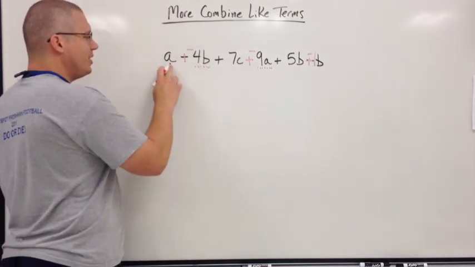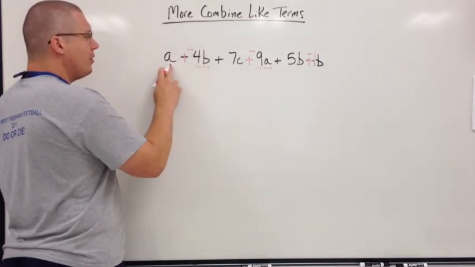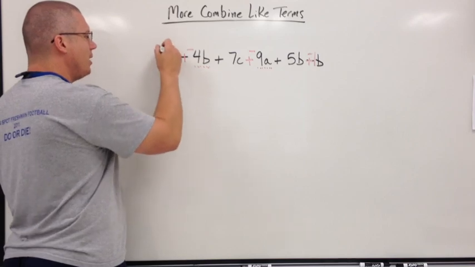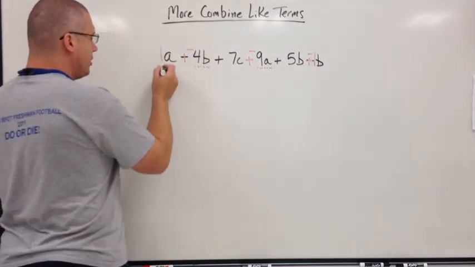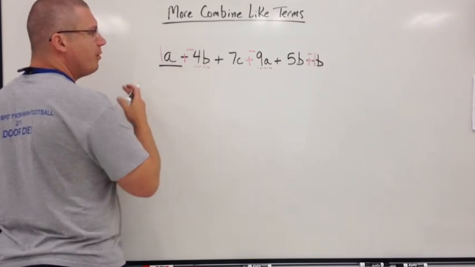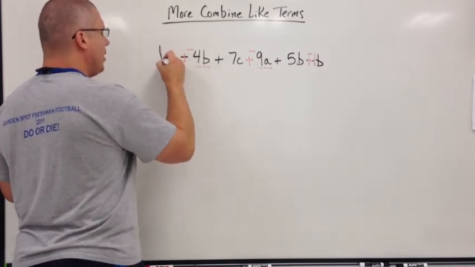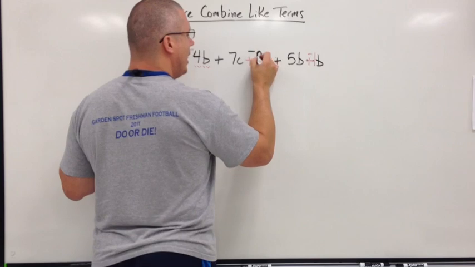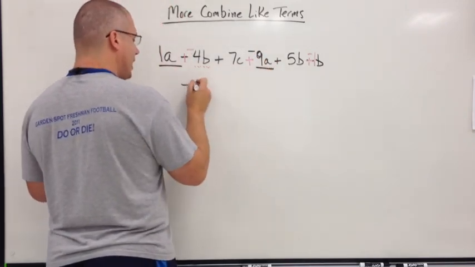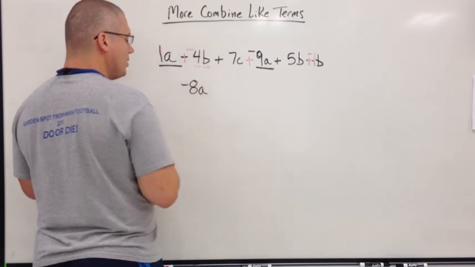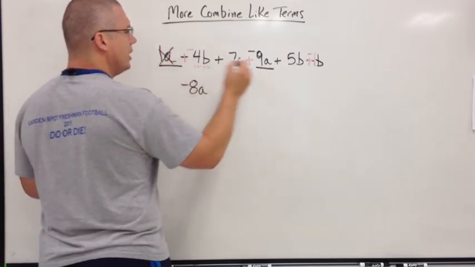By the way, I forgot the single A out front. The coefficient of a single A is a 1. Let's start taking variables and putting them together. Look for all the A's. I have 1A here, I have negative 9A here. 1 plus negative 9 is negative 8. What was it? A. A's are done.